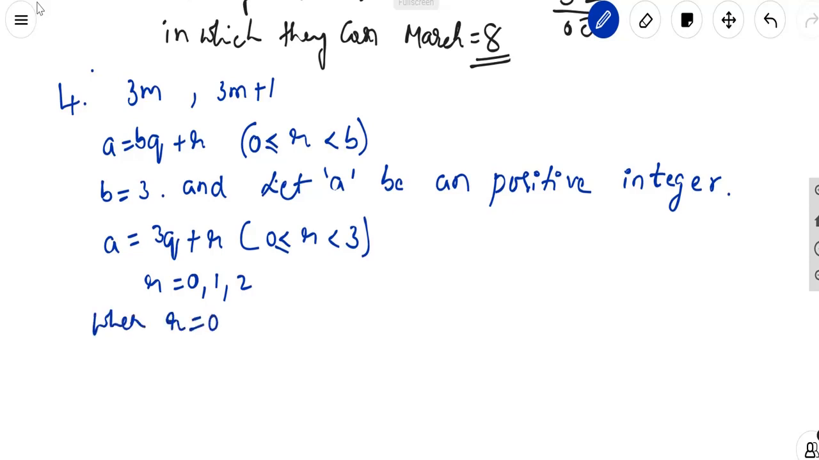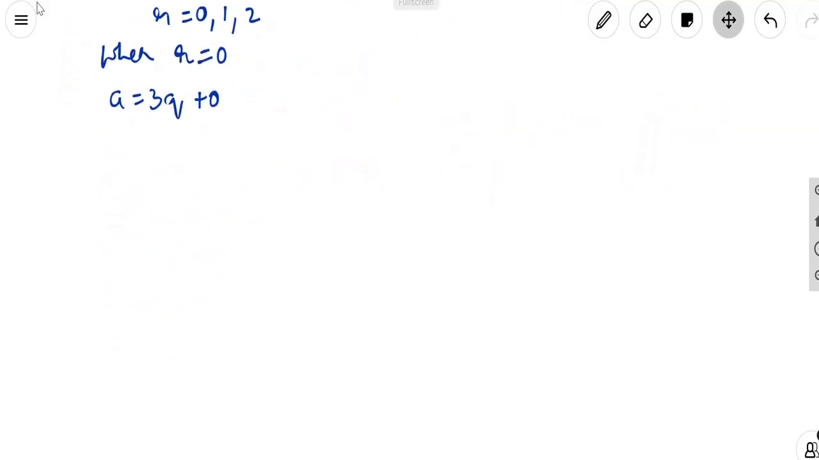Okay, so we'll take it as when r is equal to 0. So when r is equal to 0, what will be the equation? a will be equal to 3q plus 0. Right, all of you? It will be 3q plus 0. Okay, so what we have to do is squaring. See in the problem what he is giving: square of any positive integer. So I have to square on both the sides.